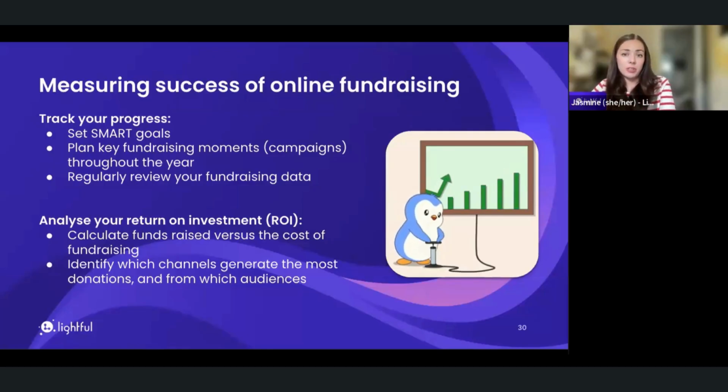And of course, look at your return on investment. So look at the cost of running a campaign versus how much it brought in, and then which channels are most efficient, which audiences gave the most as well. And this just helps make sure that your fundraising stays cost efficient too. And of course, the more you track, the more you learn about your supporters, and that insight just helps with that continuous improvement. And to make this easier, we've developed a digital fundraising strategy template that will help you set your goals and map out your plan in a Lightflow Academy course, which we'll share at the end of the session and send out to you afterwards as well.